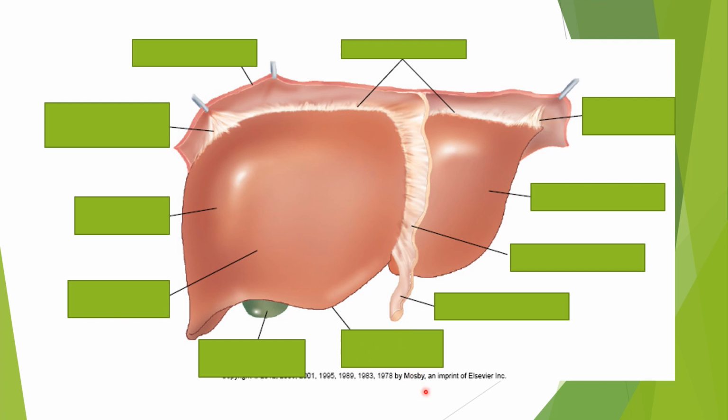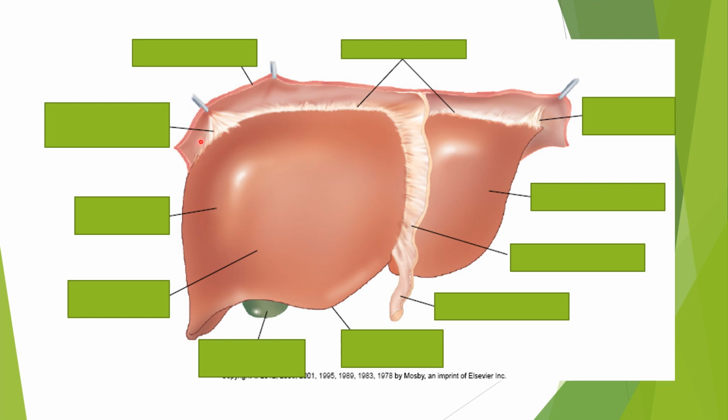All right, this one here is pointing to the inferior margin of the right lobe. Under here, we got this little green guy. That's the fundus of the gallbladder. This box right here is pointing to the right lobe of the liver. This box here is pointing to the costal surface of the liver. Okay, the costal surface, which is the part that sits up against the ribs.